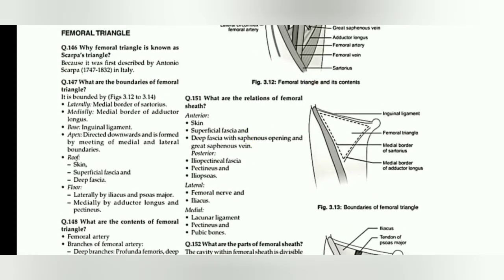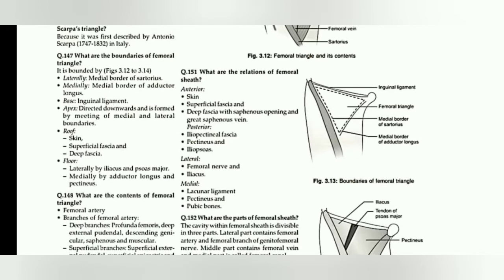Next question, what are the boundaries of the femoral triangle? We said it is bounded laterally by the medial border of sartorius, medially by the medial border of adductor longus, base by the inguinal ligament, apex directed downwards and formed by the meeting of medial and lateral boundaries, roof by skin, superficial fascia, deep fascia and all those vessels we talked about, floor by adductor longus, pectineus, psoas major and iliacus.